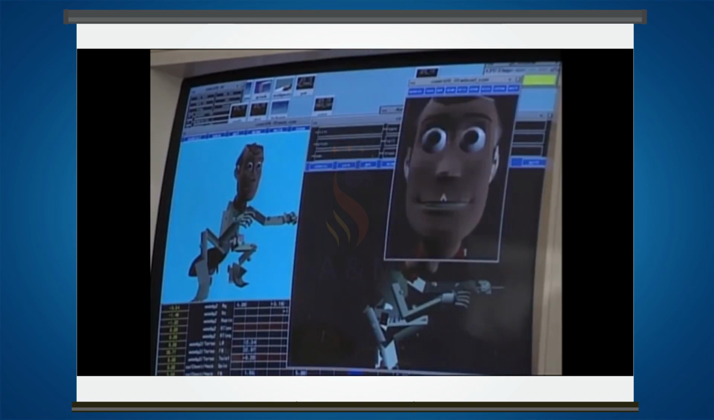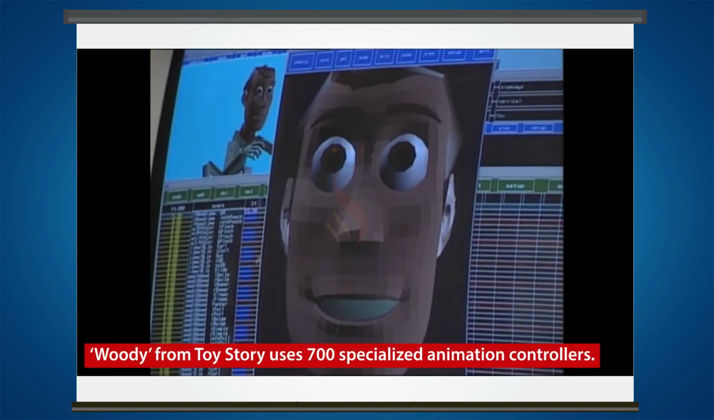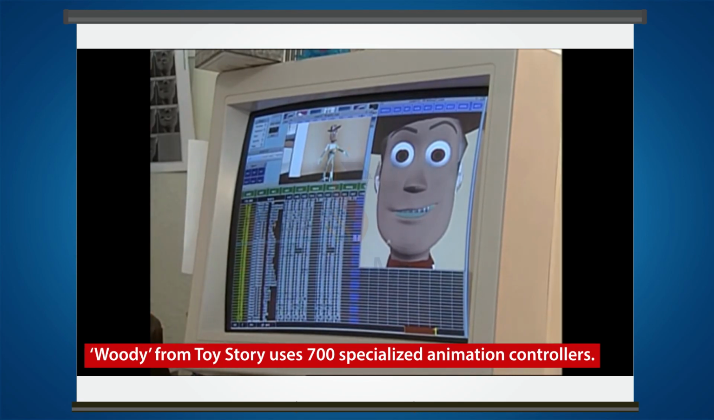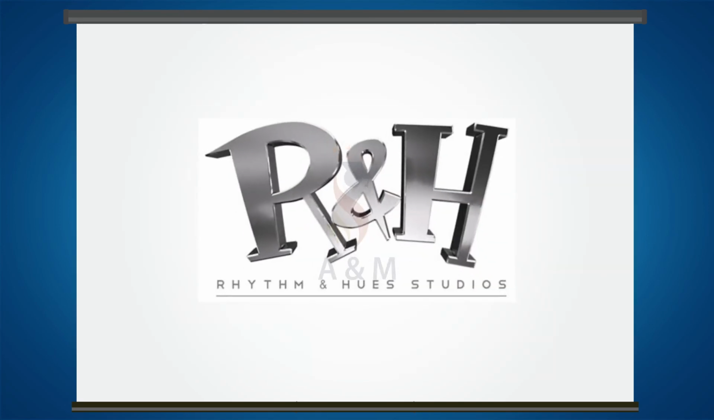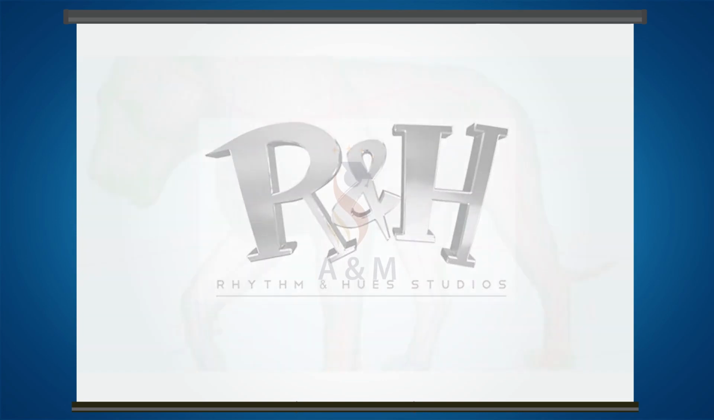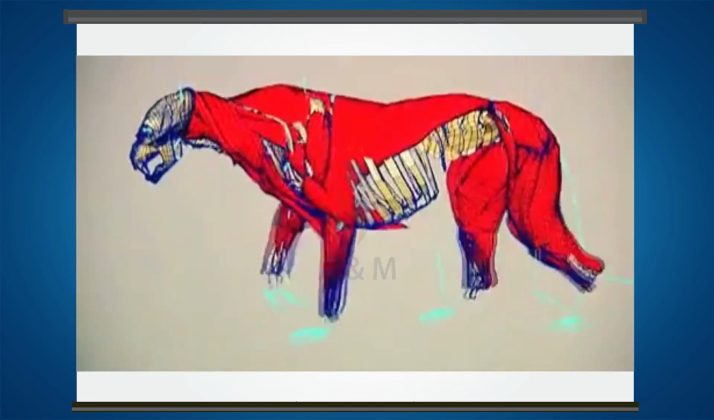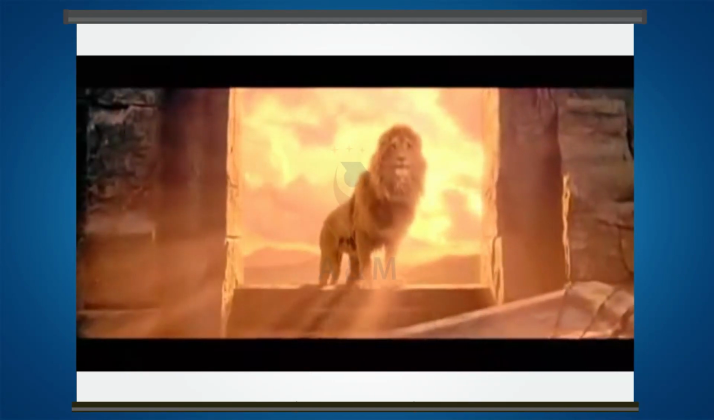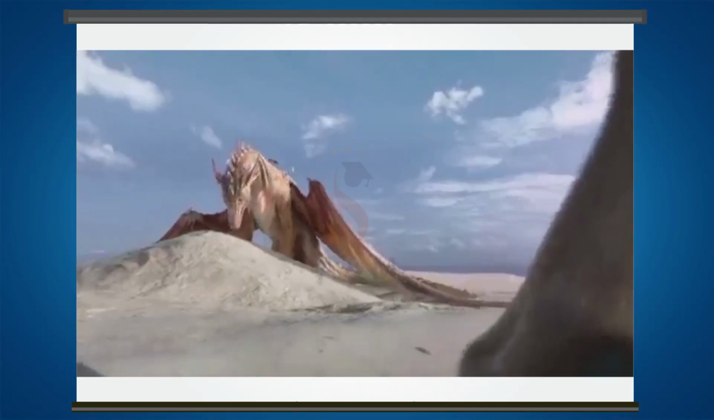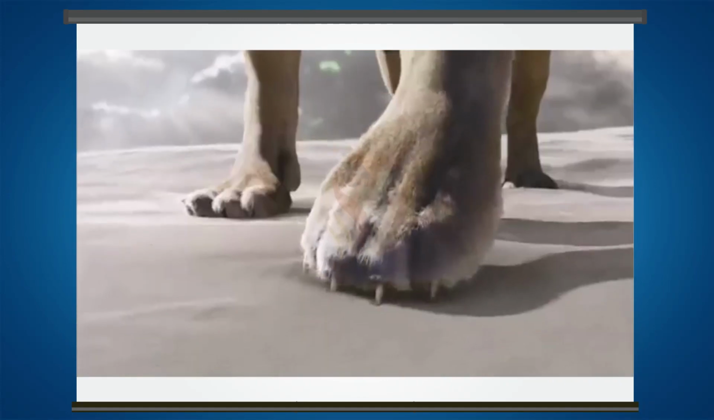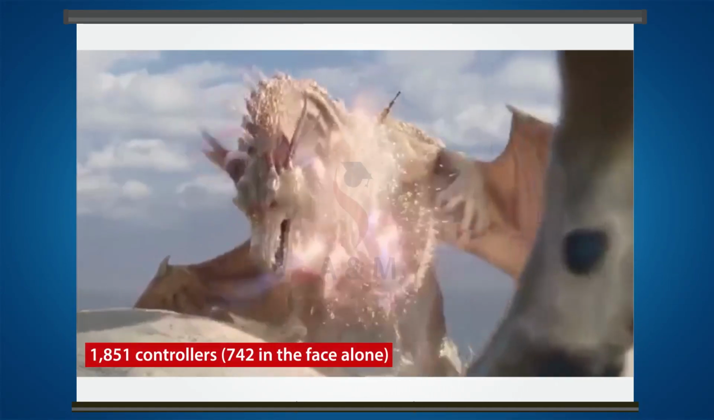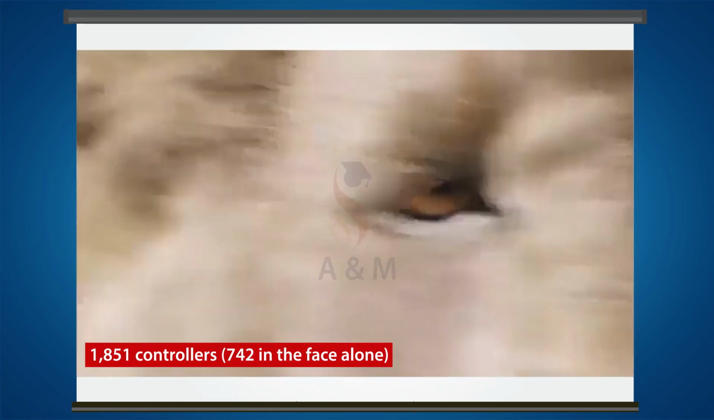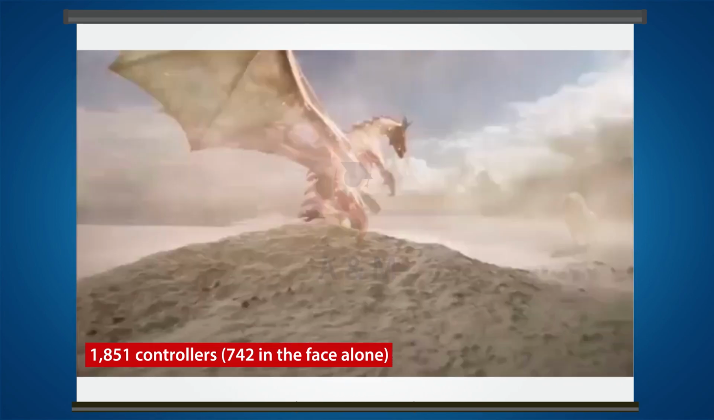For example, Woody from Toy Story uses 700 specialized animation controllers. Rhythm and Hues Studio labored for 2 years to create Aslan in the movie The Chronicles of Narnia: The Lion, the Witch and the Wardrobe, which had about 1851 controllers, 742 in the face alone.